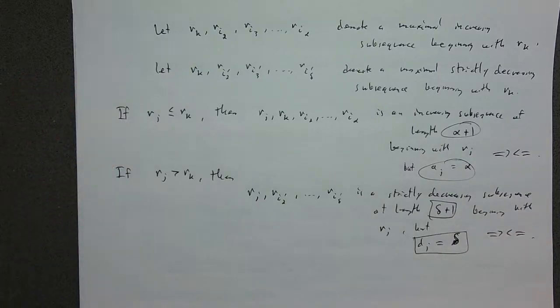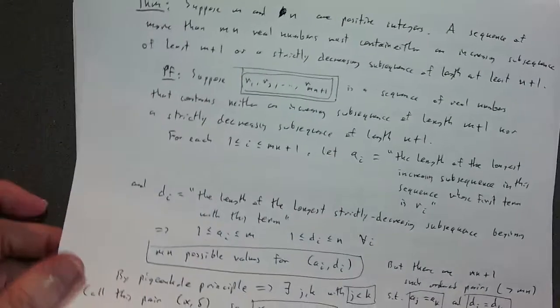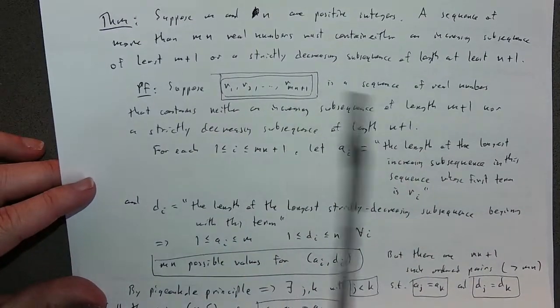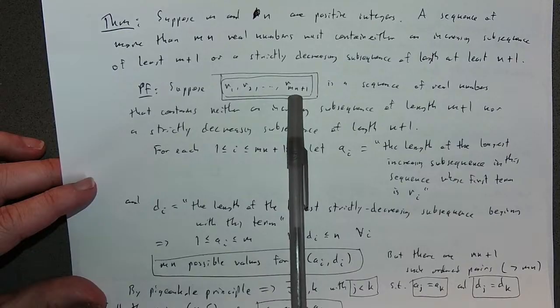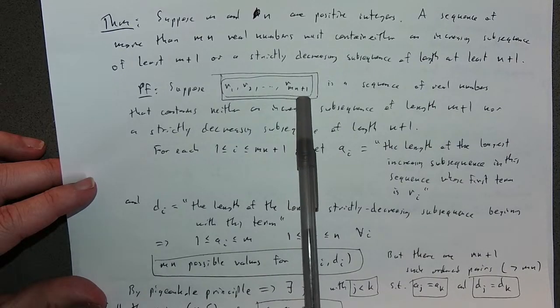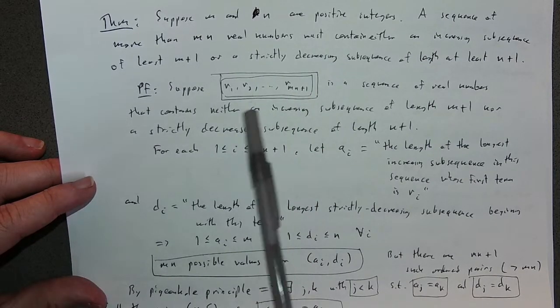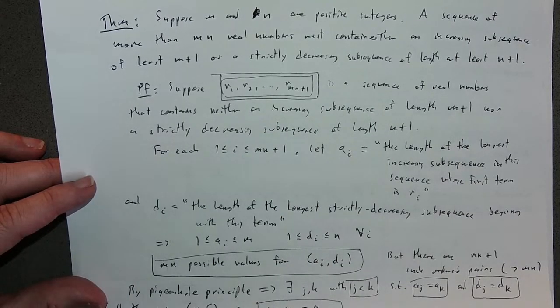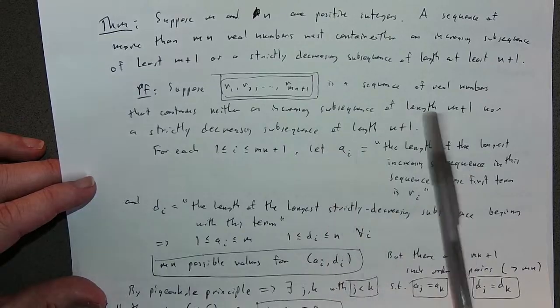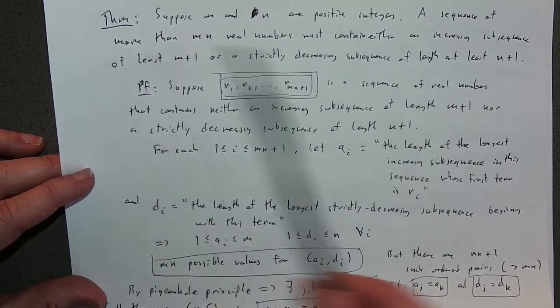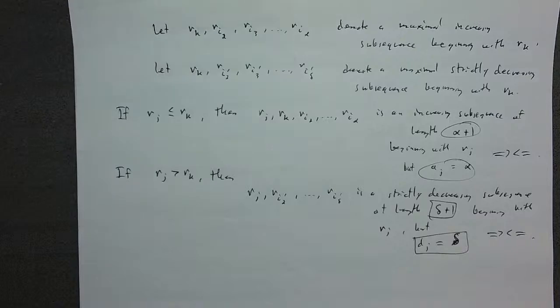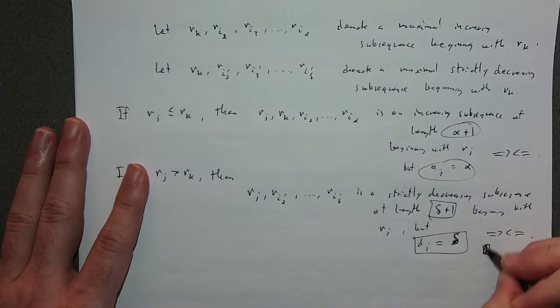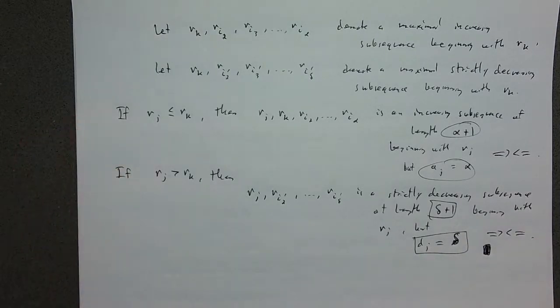So what is the only thing that could have gone wrong here? It was supposing that we had a sequence of real numbers that contained at least mn plus 1 elements that contains neither an increasing subsequence of length m plus 1 nor a strictly decreasing subsequence of length n plus 1. That assumption is wrong. If that assumption is wrong, that's the statement of the theorem. So that's it. We're done. By contradiction. Okay. And that is that.